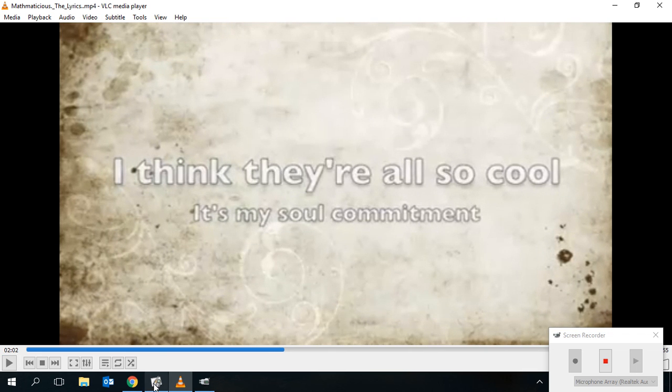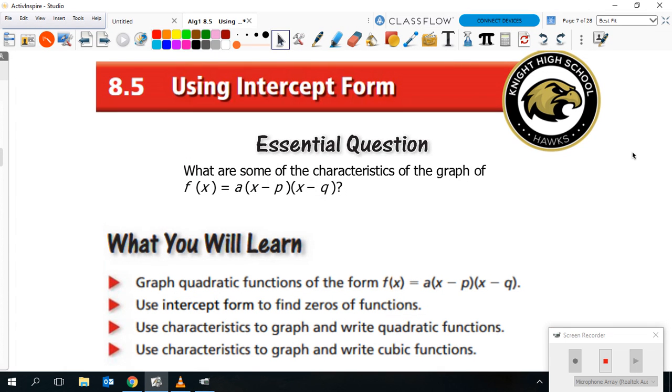Alright, welcome back, Algebra 1 students. As we continue on with graphing parabolas, because they are so cool, we're looking at intercept form this time. So we'll be taking a look at that here in just a little bit. We're going to be graphing these quadratic functions using intercept form. We've already used standard form, we've used vertex form, and now we're looking at intercept form.